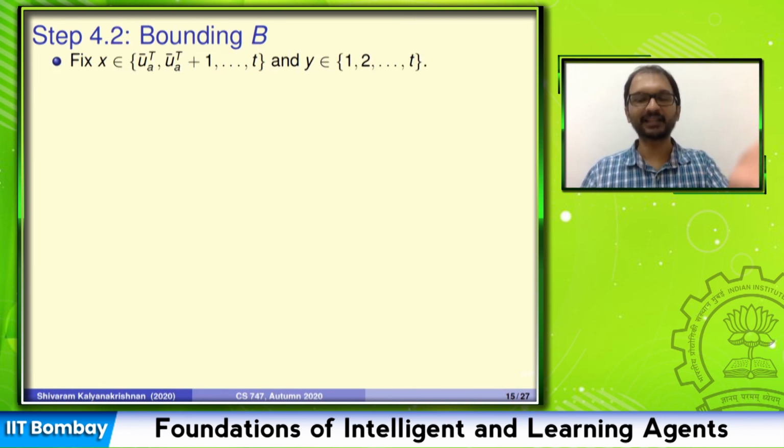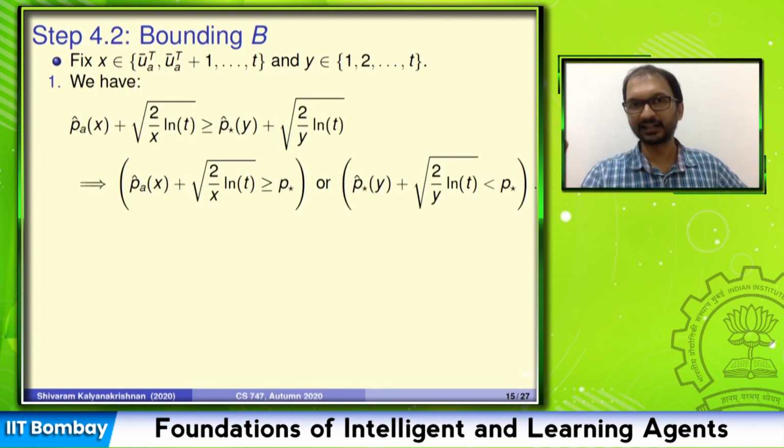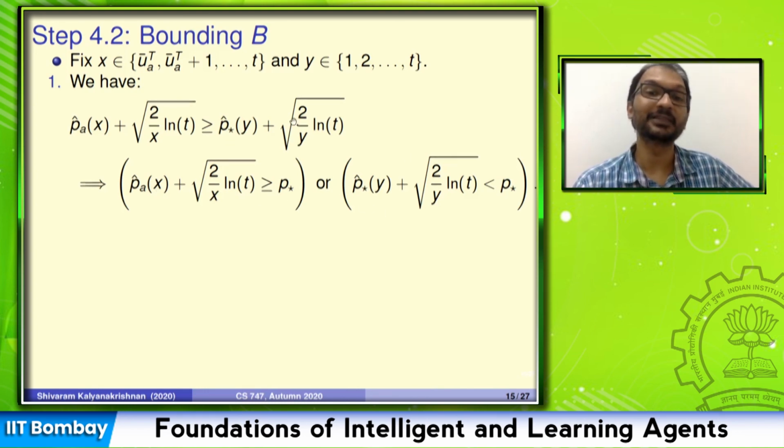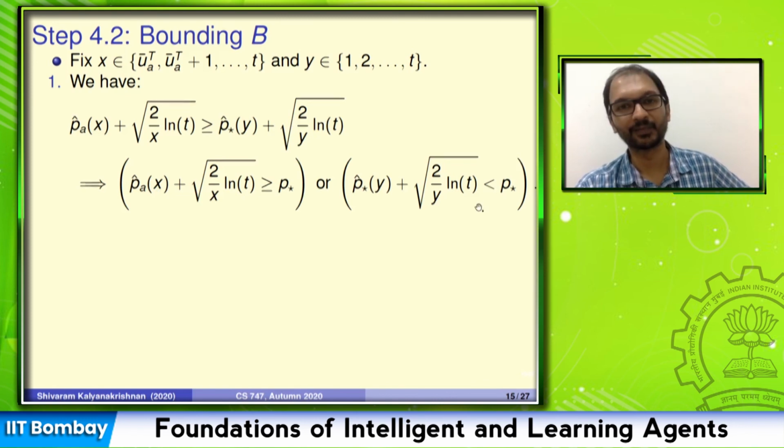So let's consider any fixed x and y from that. What was happening inside that probability was this event: the probability that the UCB of arm A was exceeding the UCB of arm star. Now, I'm going to make a funny looking claim. And that claim is, if the UCB of arm A is greater than or equal to the UCB of arm star, then the UCB of arm A is greater than or equal to P star, or the UCB of arm star must be less than P star.